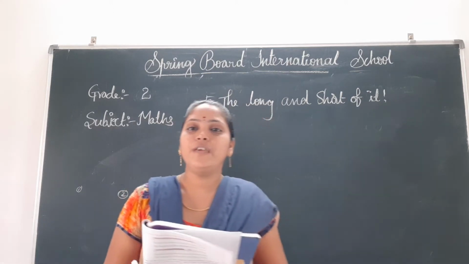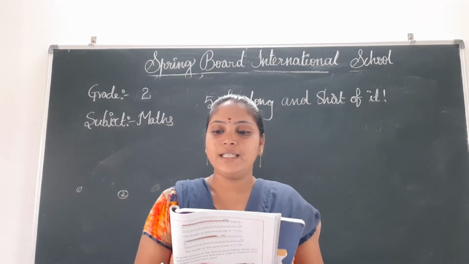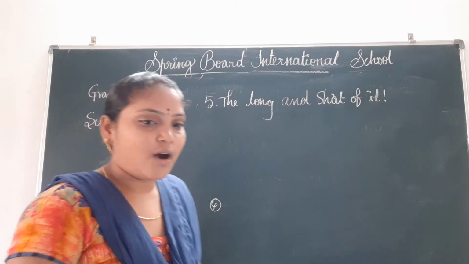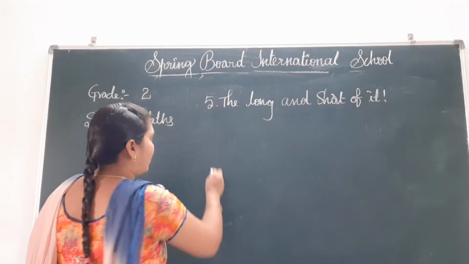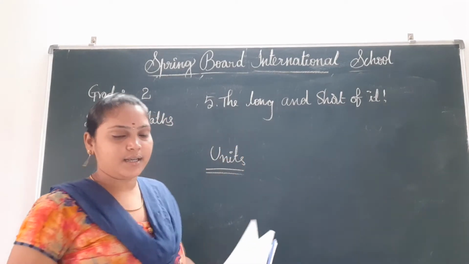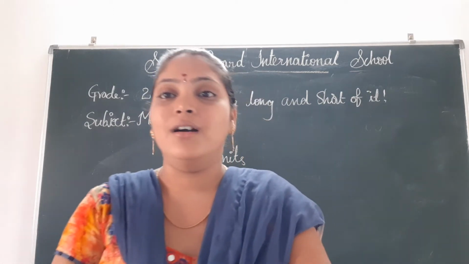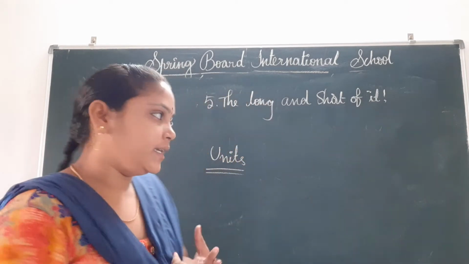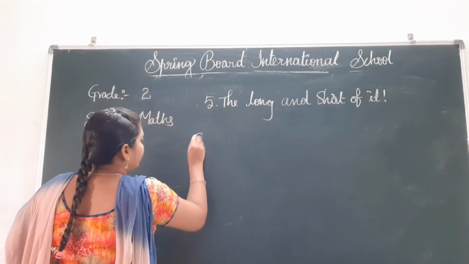So we use fixed measures to measure the length of objects. Fixed measures are also called units of measure. What are fixed measurements called? Fixed measurements are also called units. Remember this point, everyone. So now we learn the fixed measurements. First one, centimeter. Centimeter is a fixed measurement. What is that, children?